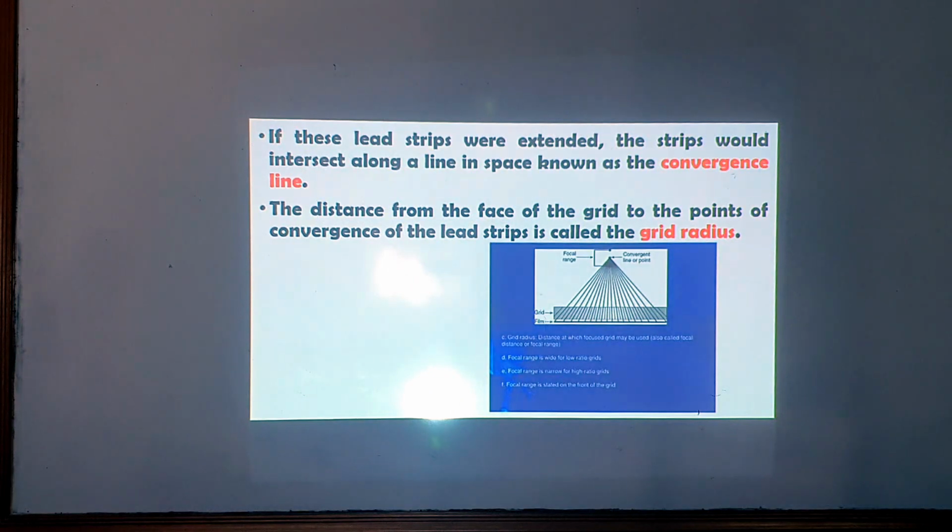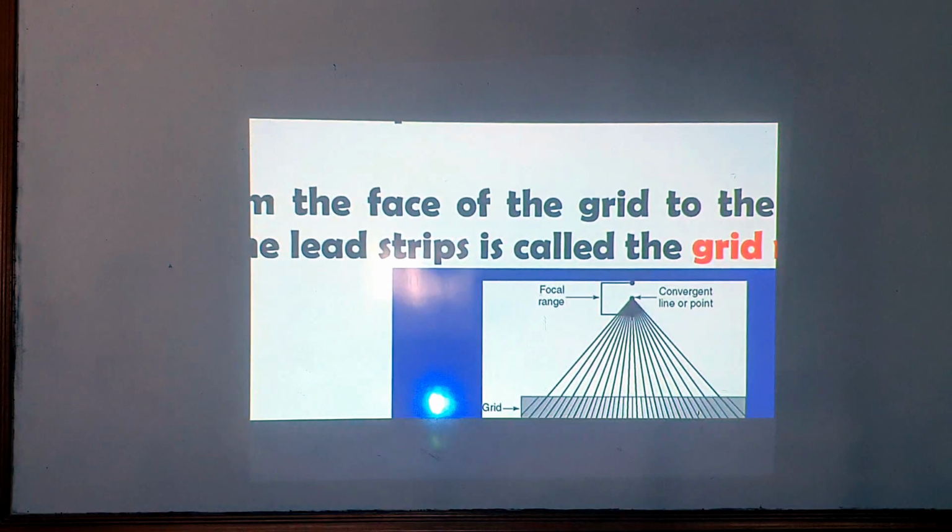Now, if these lead strips were extended, the strips would intersect along a line in space, which is known as your convergence line. And the distance from the face of the grid to the points of the convergence of the lead strips is called your grid ratio. So for your convergence line, guys, it's this one.